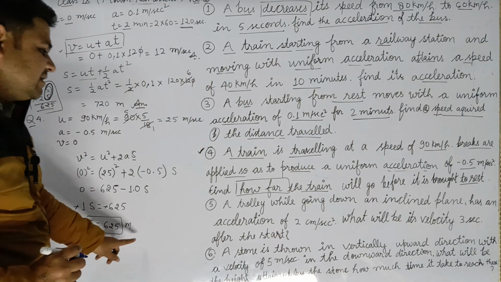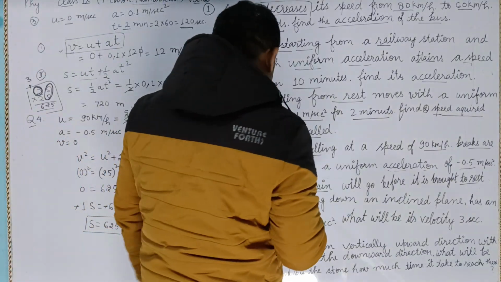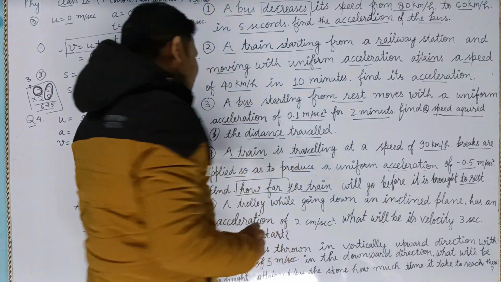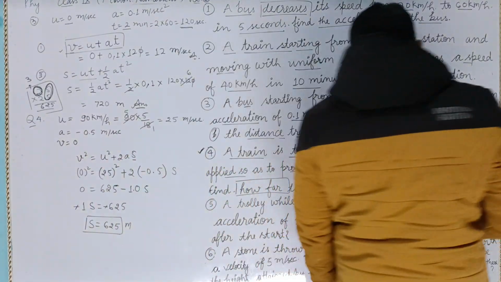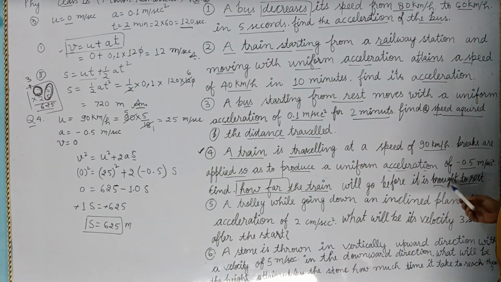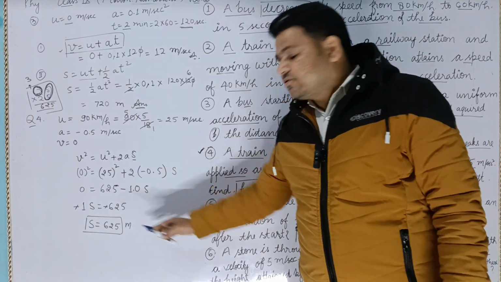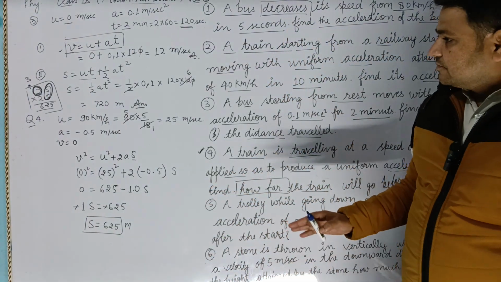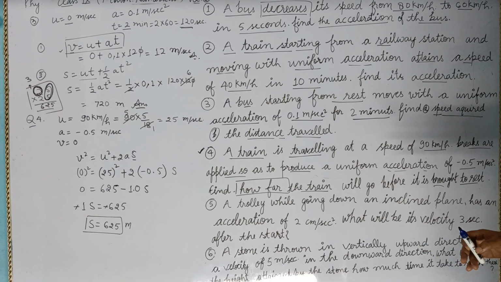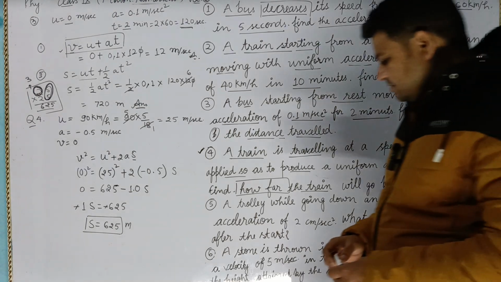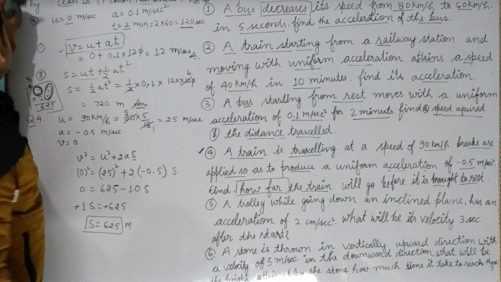It is the distance covered by the train in this period of time. The time is not given. When the train comes to rest, it will cover a distance of 625 meters. In this type, we solved four questions. The next two questions also need to be solved, so we solve question number 5 and 6.